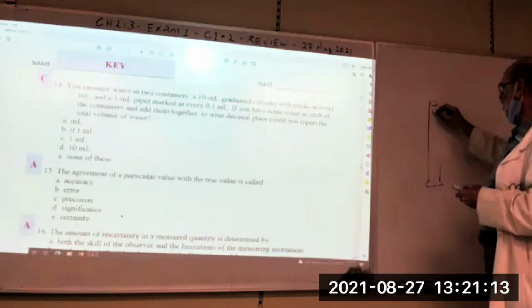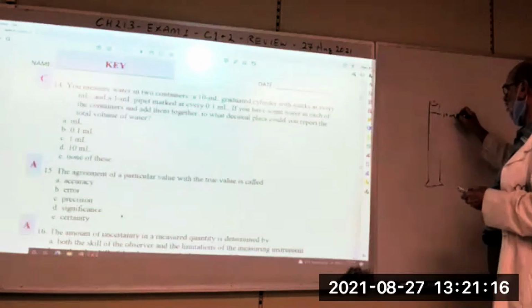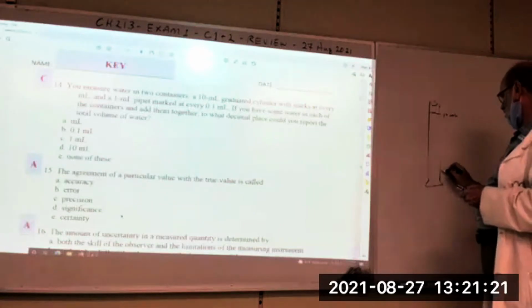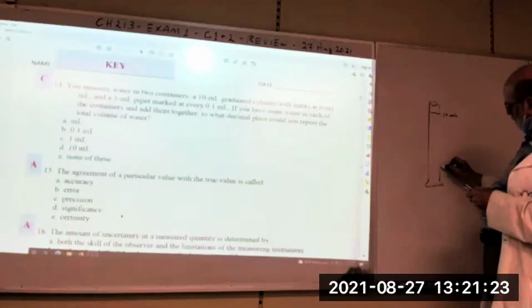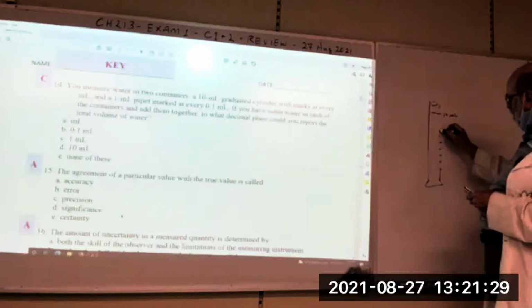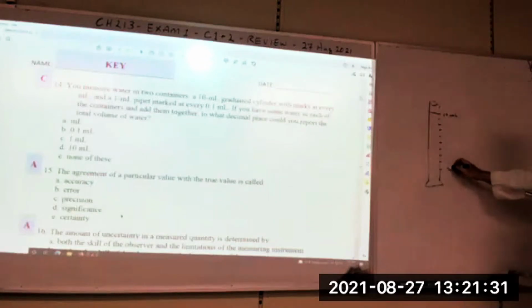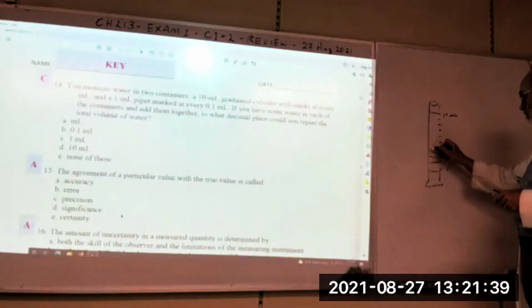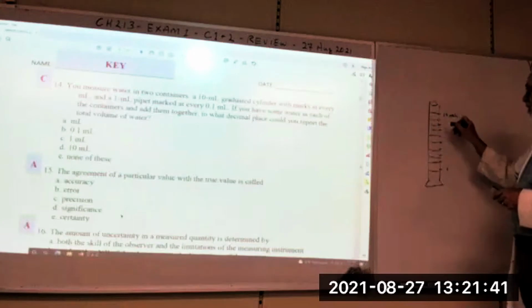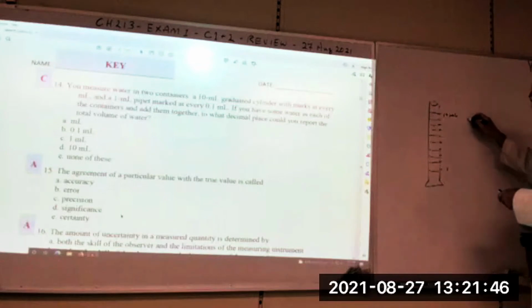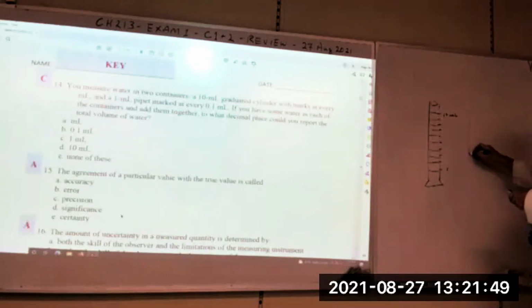So we have a 10 mil cylinder, so it's 10 mils at the top here. And there are marks at every 1 mil. So this would be like 3, 4, 5, 6, 7, 8, 9, 10. That's 1. Marks at every mil. Okay, so that's all the marks you have right there. And then you have one that's 1 mil marked at every point. So 1 mil, let's make it the same height.